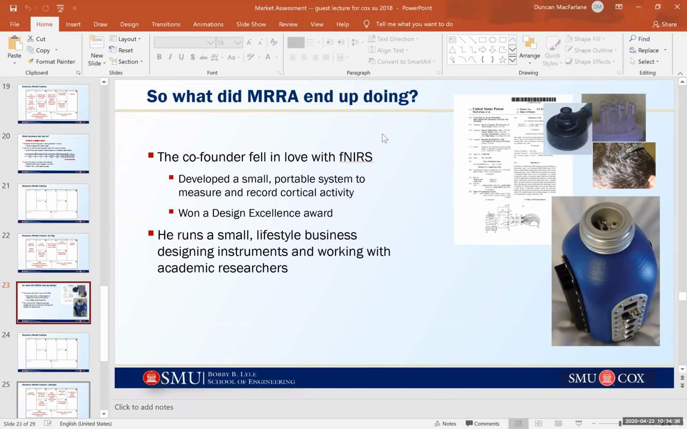The first one he found was a different type of neuronal imaging called functional near-infrared spectroscopy. And he developed this beautiful system that won a Design Excellence Award to measure your brain activity using light that would come out of these fibers and go through your skull and look at the blood flow in your skull. And if the blood is oxygenated versus deoxygenated, that tells you whether those neurons right underneath that blood vessel were being fired. It's actually a beautiful thing.